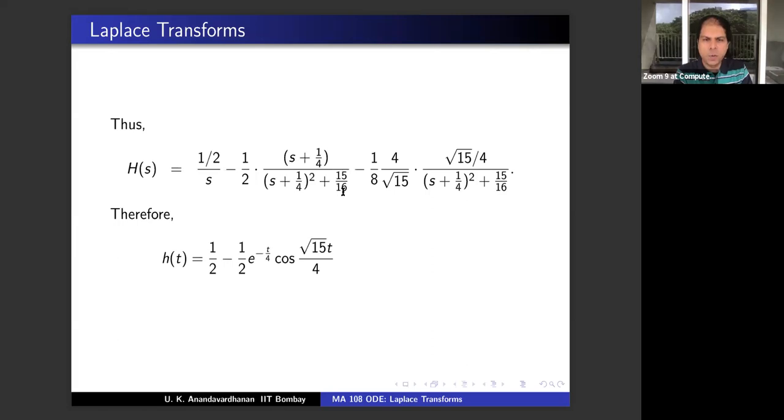at, where a is root 15 by 4. So you got cos root 15 by 4t, but it is not s, but s plus 1 by 4, that resulted in multiplying by e power minus 1 by 4t. And similarly, minus 1 by 2 root 15 is just this multiplication. This is sine root 15 by 4t, and you have to multiply by e power minus t by 4.